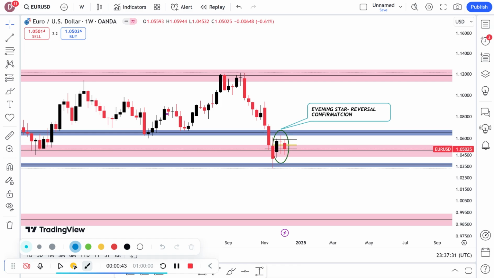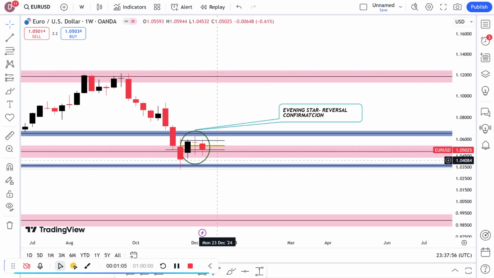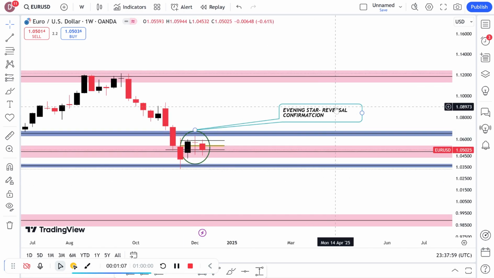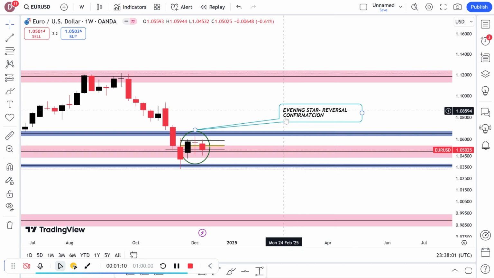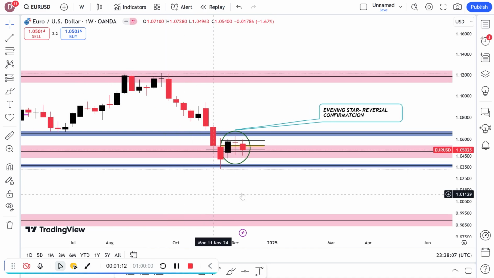We can see that these blue zones are our weekly zones. These two blue zones are our weekly zones. And on this weekly zone, what can we see here? We can see an evening star forming here. Let me make it bolder. As you can see, this is an evening star forming, which confirms our reversal confirmation. That is what evening star means: a reversal confirmation.